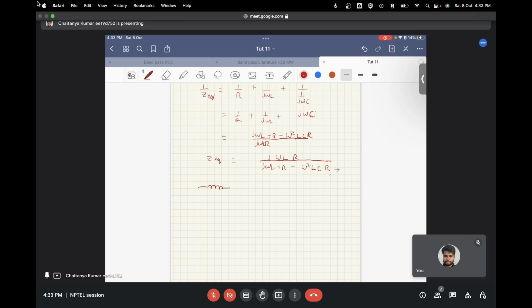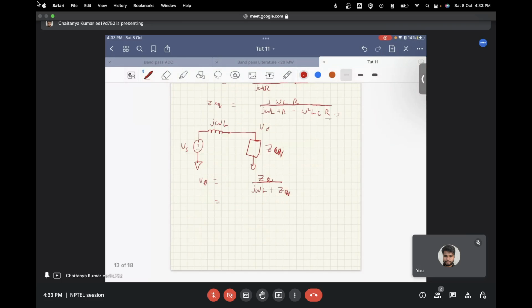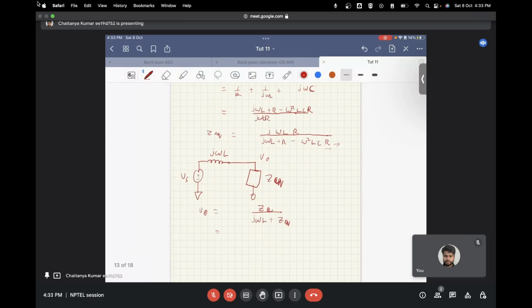Now what we have is j omega L. So we have Vs over here, and over here we have the equivalent impedance Zeq. Let's call this V naught. So V naught will be Zeq by j omega L plus Zeq. Zeq's value you can put from the above equation.